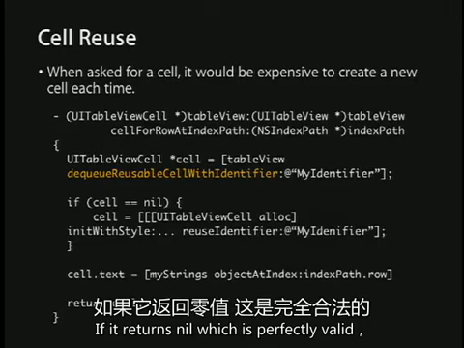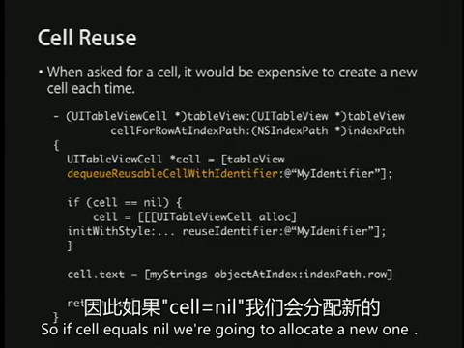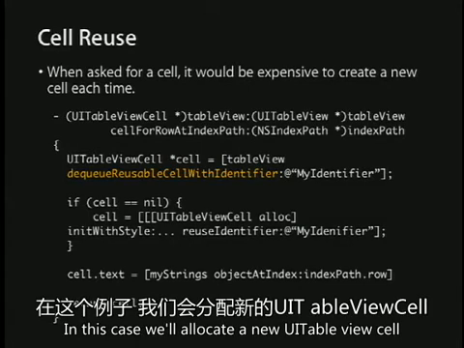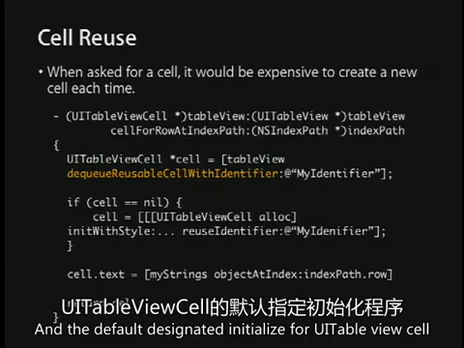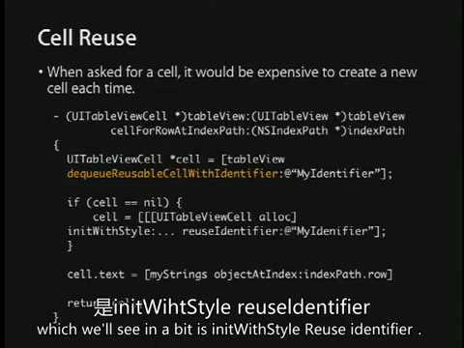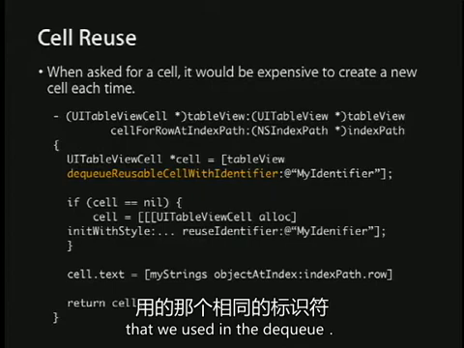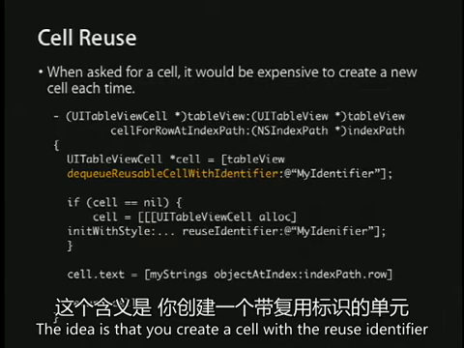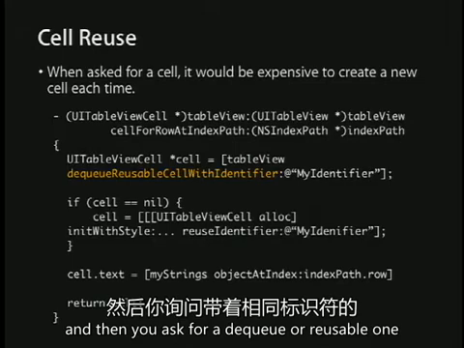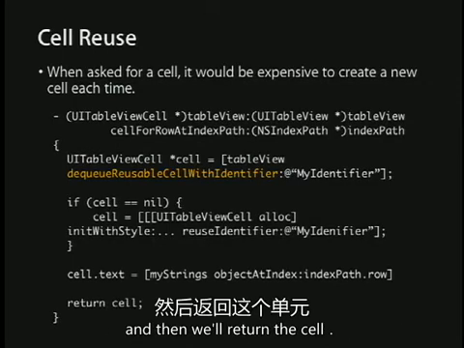If it returns nil, which is perfectly valid, it may not have a reusable one for us to use. So if cell equals nil, we're going to allocate a new one. In this case, we'll allocate a new UITableViewCell. We don't have a subclass right here, so we'll just allocate that. And the default designated initializer for UITableViewCell, which we'll see in a bit, is initWithStyle:reuseIdentifier:. So we'll call that, again, passing the same identifier that we used in the dequeue. Those things have to be paired or it defeats the whole reuse purpose here. The idea is that you create a cell with a reuse identifier, and then you ask to dequeue a reusable one with the same identifier. In both cases, we'll set the cell's text, and then we'll return the cell.